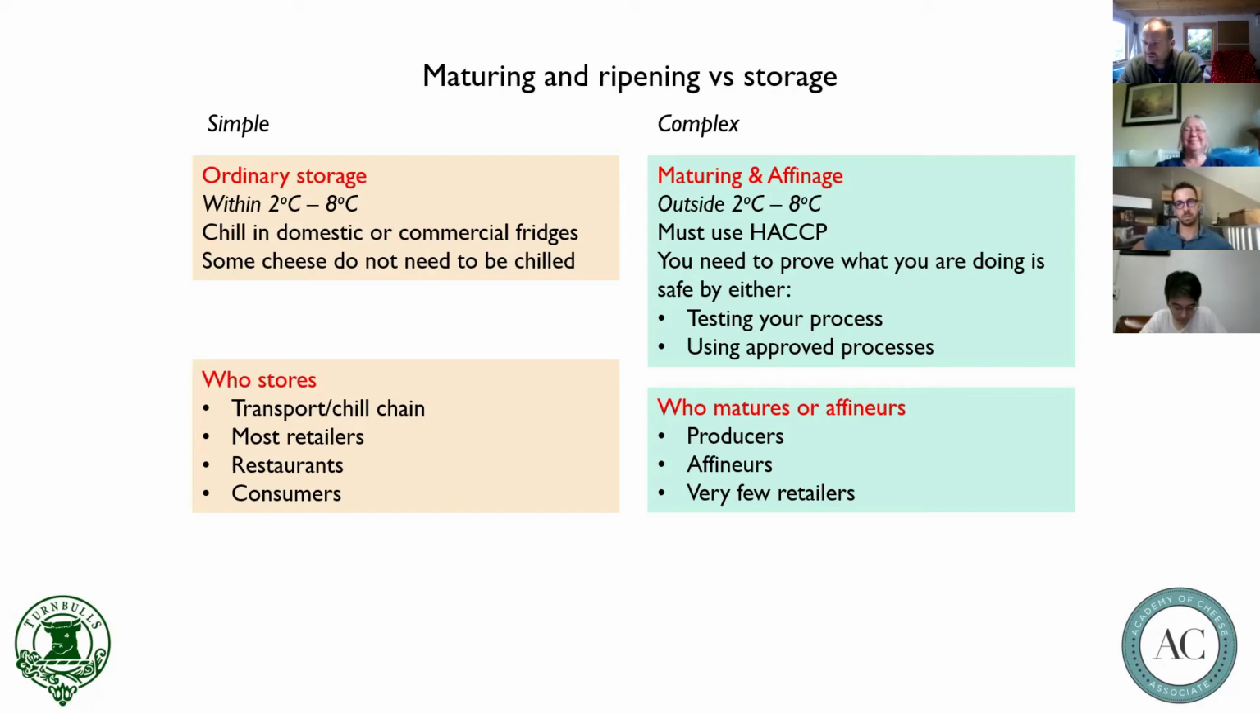You've got to be a professional. 2 to 8, you don't have to do anything. Everybody knows what happens there. Outside 2 to 8, you've got to prove it. So who matures and affineurs? Well, producers do, because they are operating at a wide range of temperatures as part of their production process. Affineurs may well, but an affineur is basically just a producer who doesn't make cheese. He's just a way of taking the cheese on. He's the second man in the relay.